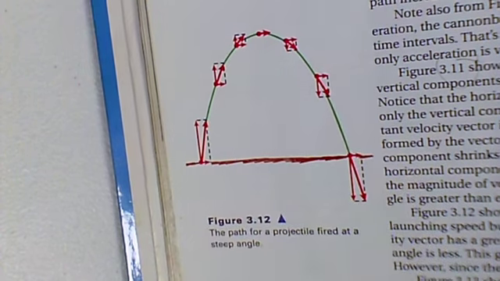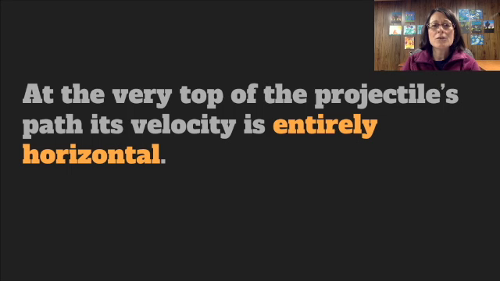in the same manner as figure 3.11. To wrap up that section, what we just talked about with those pictures, some important points are at the very top of the projectile's path, its velocity is entirely horizontal. That vertical component is gone because just like in free fall, when it gets to the top, it stopped for a split second. Well, so there's no vertical velocity, but there's still horizontal velocity.